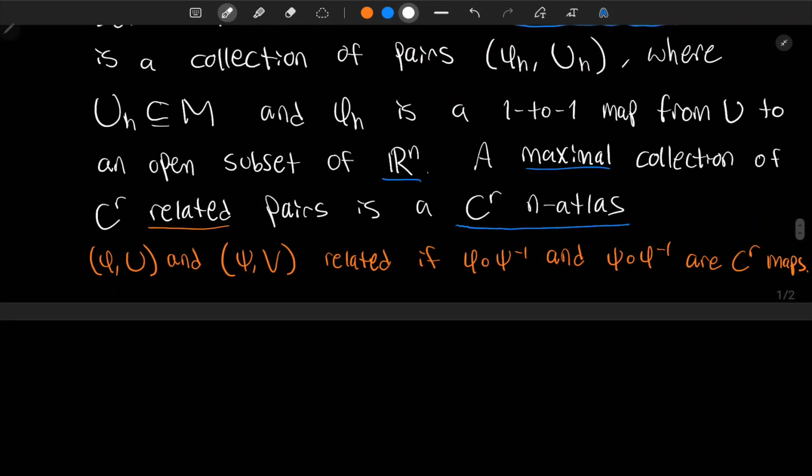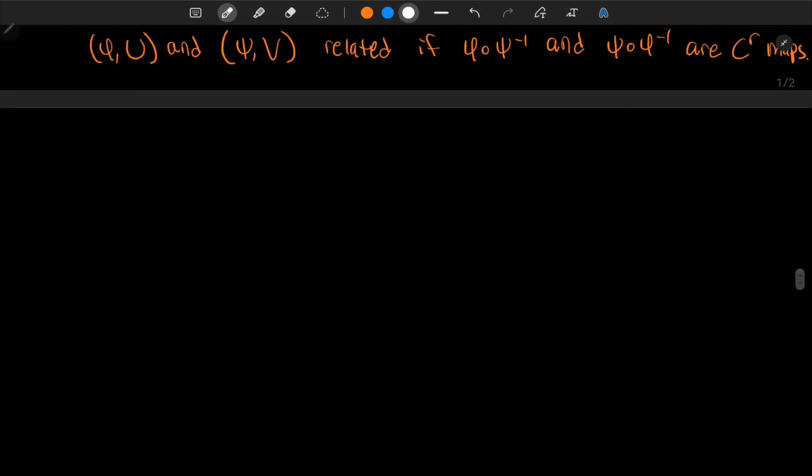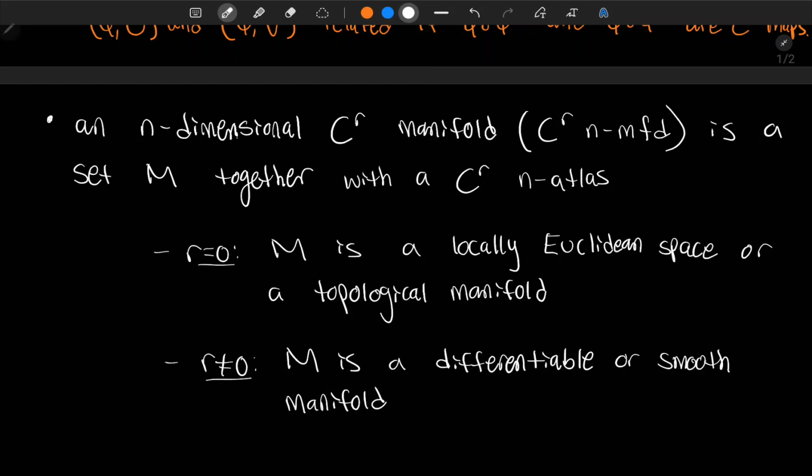So with the definition of an atlas now known, we can define what a manifold is. So an n-dimensional CR manifold, or what I'll call a CRn manifold, written here. So MFD I will write for manifold. So a CRn manifold is a set M together with a CRn atlas. So we just have a set M, and with M we have this CRn atlas, which is just this maximal collection of maps and subsets of M.